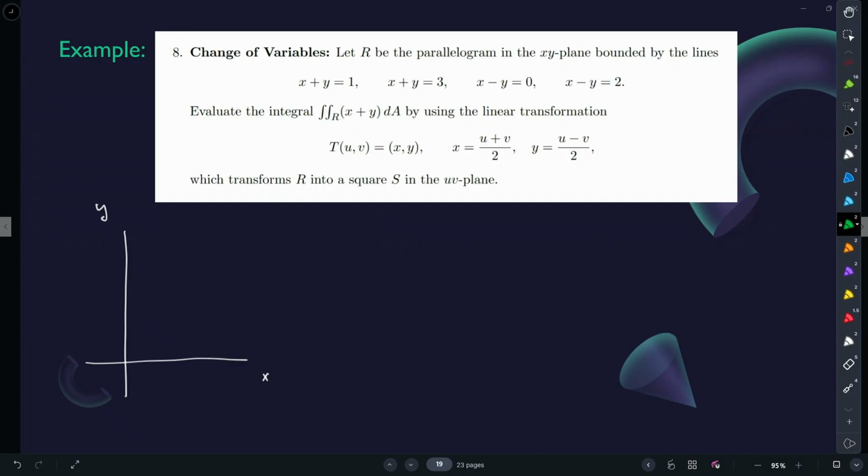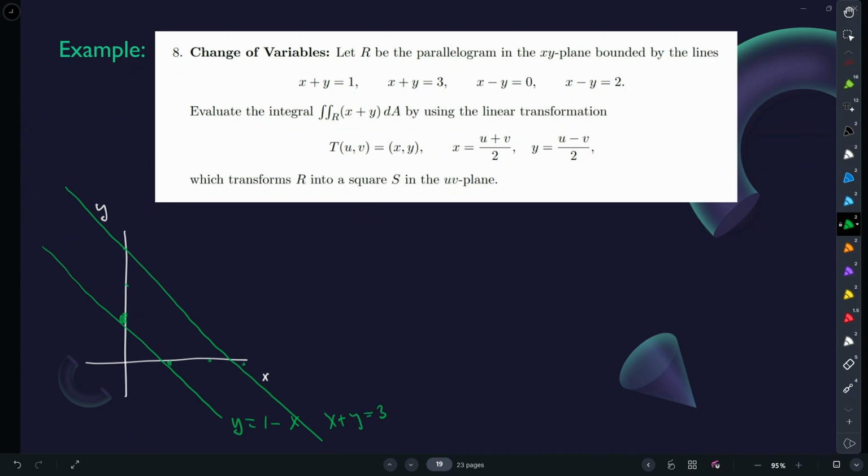So in the xy plane, we have the lines x plus y equals 1. That's y equals 1 minus x. If I put here 1 and 1, it's this line. Okay, so this is y equals 1 minus x. x plus y equals 3 is also a line of slope minus 1 that goes through 3, 0, and 0, 3. So if I do 1, 2, 1, 2, 3, it goes like this. Okay. Then, so this one is x plus y equals 3.